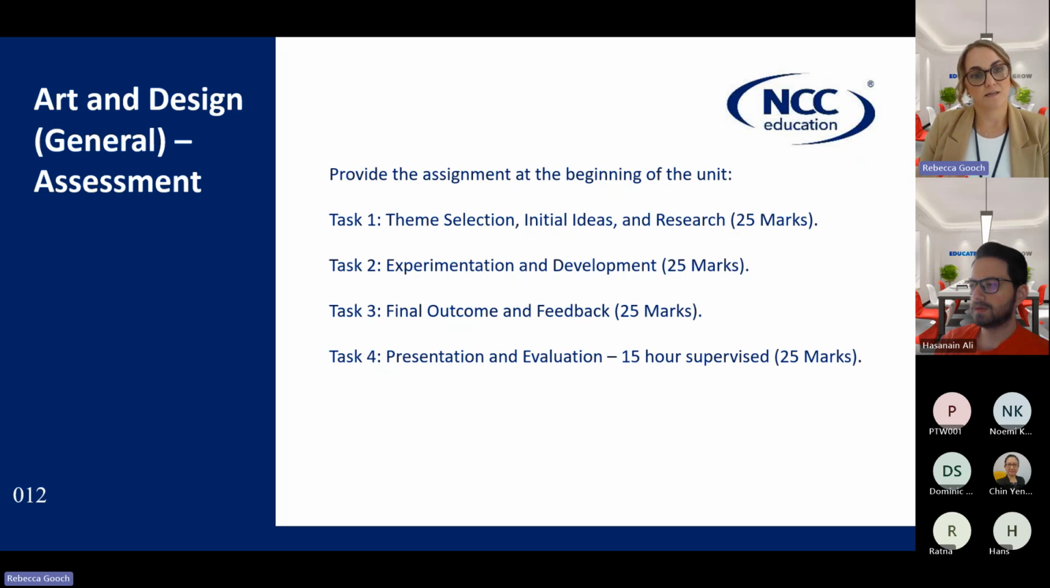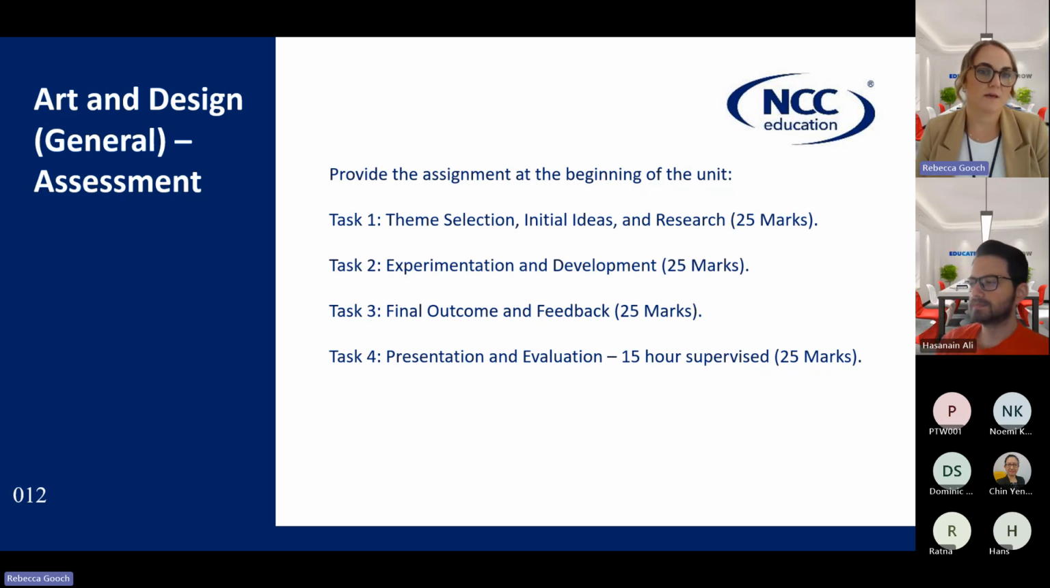So leading on then to task 4, which is about that presentation and evaluation. This is a 15-hour supervised in-class production of what they produce. So it's not like a formal examination where there's invigilation, but it has to be supervised by a tutor. And 10 hours of that consists of developing their final project.